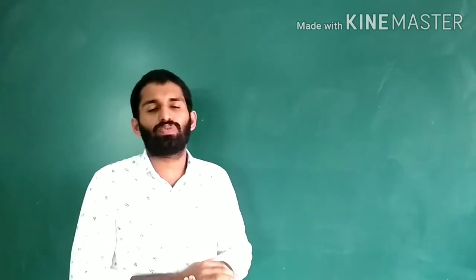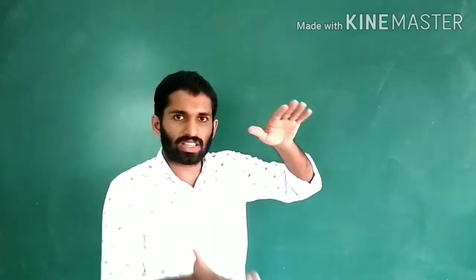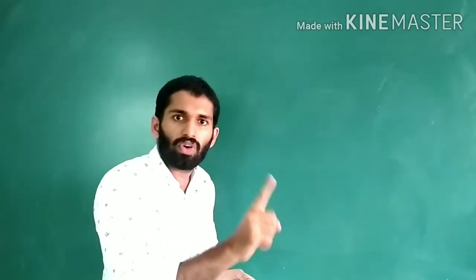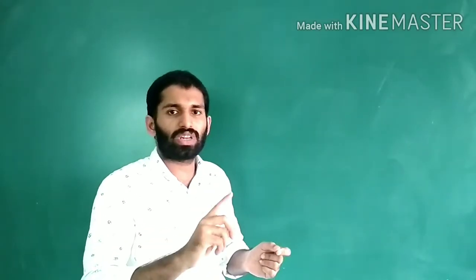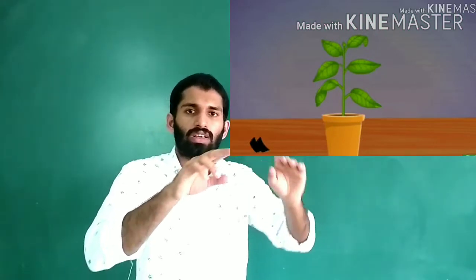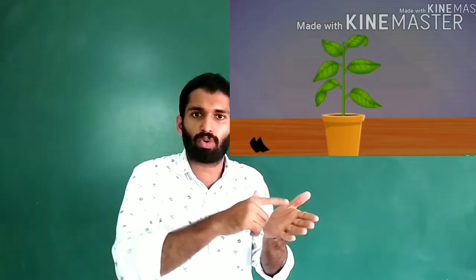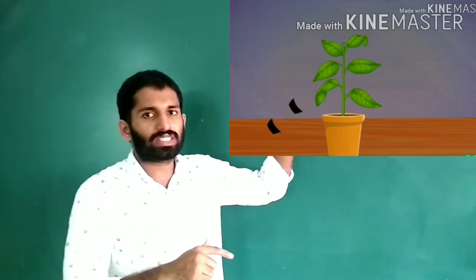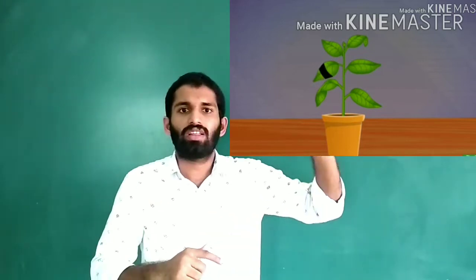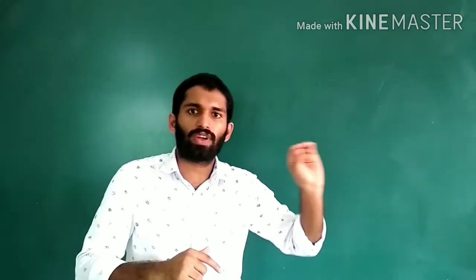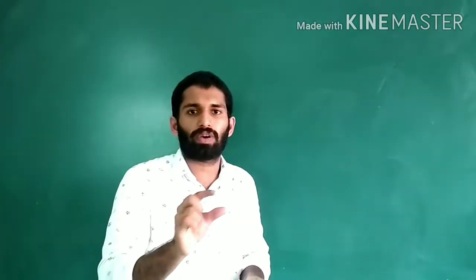Now, what you should do? Now you should take the potted plant, select 1 or 2 leaves, and cover a portion of the leaf. You can see in this picture, you can cover a portion of a leaf using a black paper.